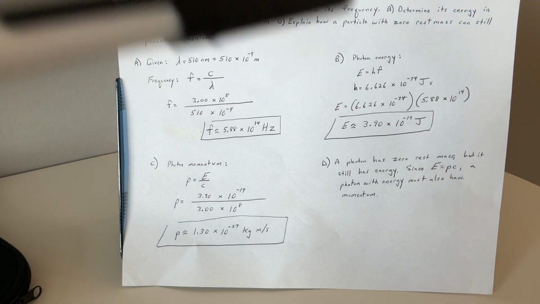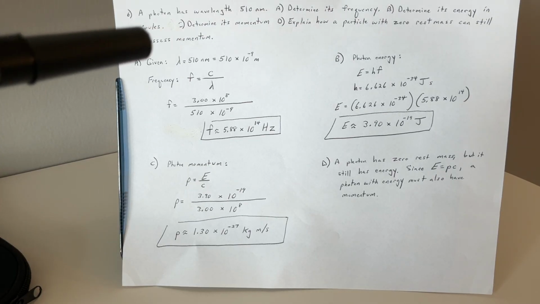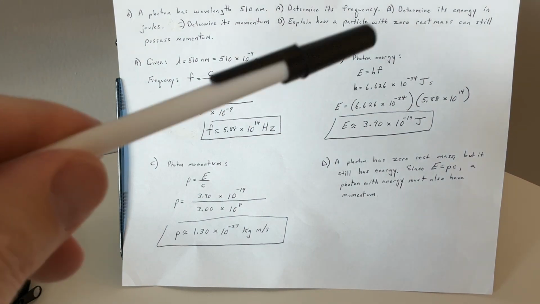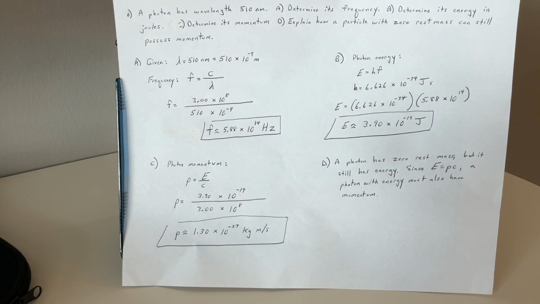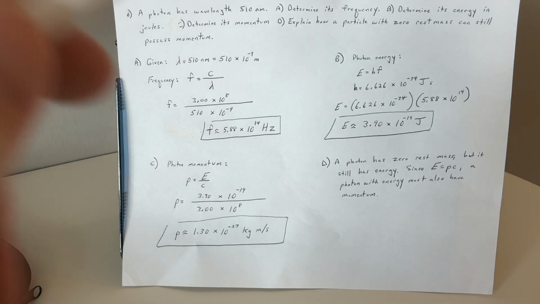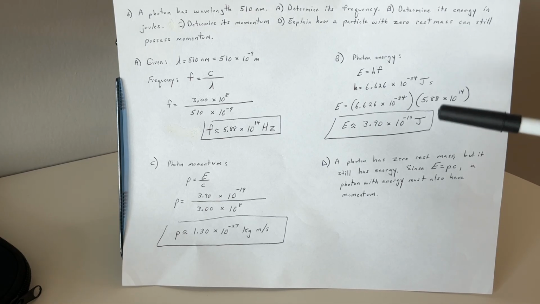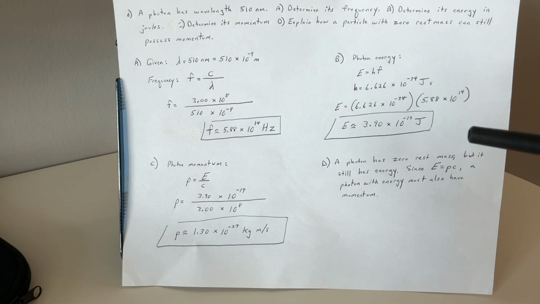Okay, part B. Determine its energy in joules. So photon energy, E equals hf. h is 6.626 times 10 to the negative 34 joule-seconds. Here we have 6.626 times 10 to the negative 34th times 5.88 times 10 to the 14th from letter A. And now in joules, the energy is going to be 3.90 times 10 to the negative 19th joules. So that's all for the photon energy.